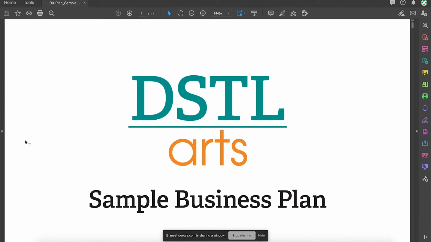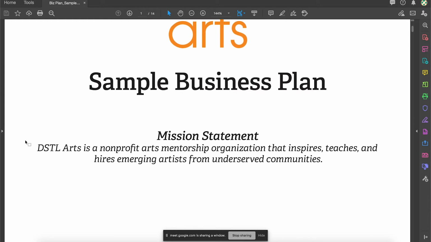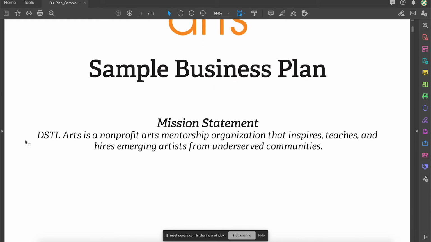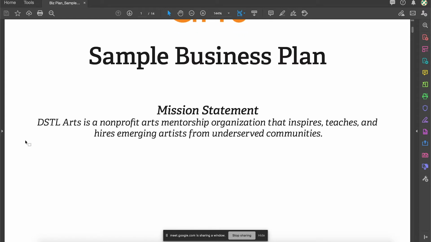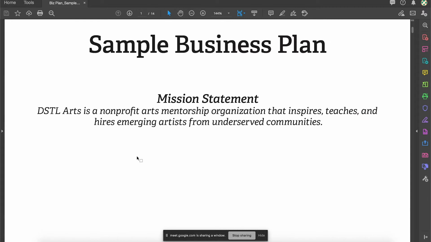The cover page normally will have something like your logo, and of course your mission statement or your vision statement, depending on the kind of organization you're starting. Because DSTL Arts is a nonprofit, the mission statement is what's mostly emphasized here. There is a difference between a vision statement and a mission statement, which I can get into in a little bit. But the mission of DSTL Arts, in case you don't know what it is, is this little phrase right here.